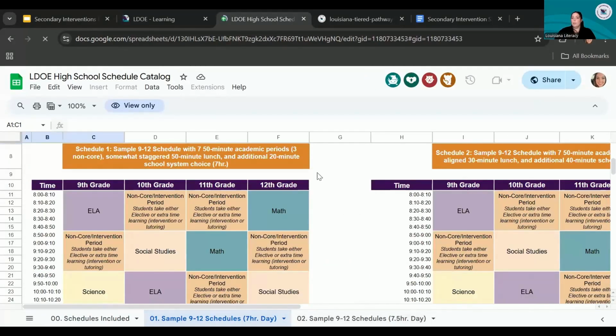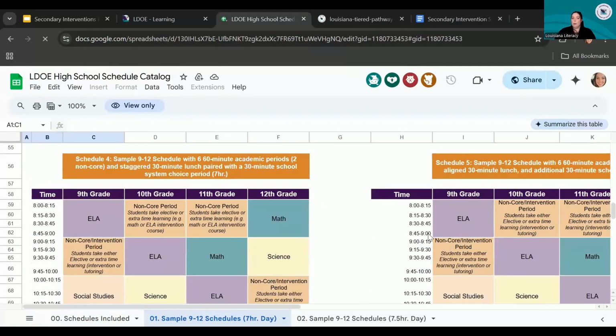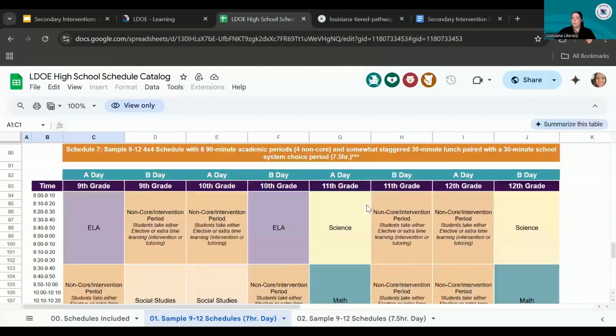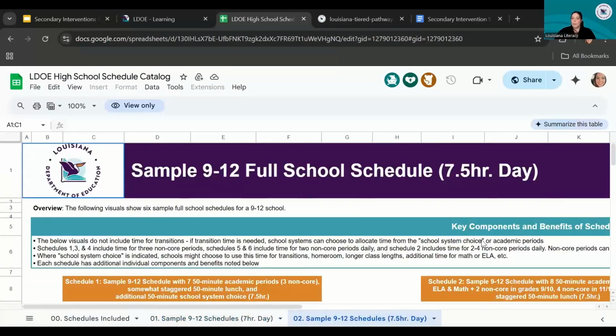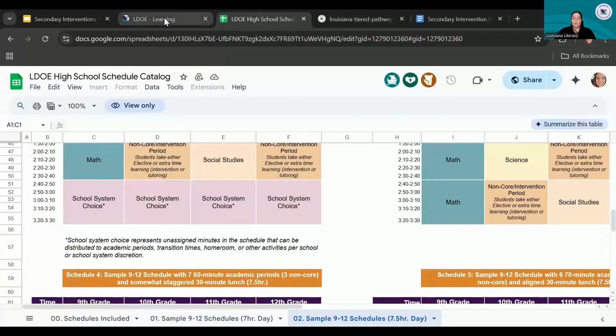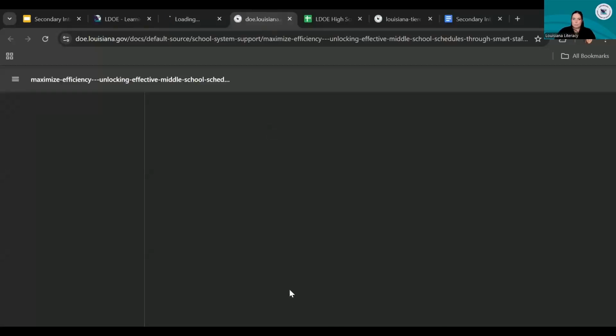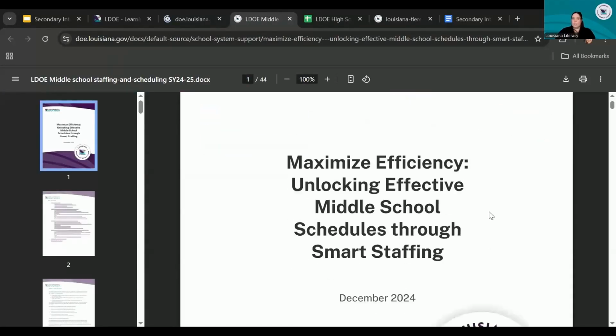And they have everything from 50-minute classes to 90-minute classes all throughout here. So you can just see some of the ideas that we have provided for 7 versus 7.5-hour day. And then also we have the middle school staffing and scheduling guidance and the high school one, just to show you what those look like.